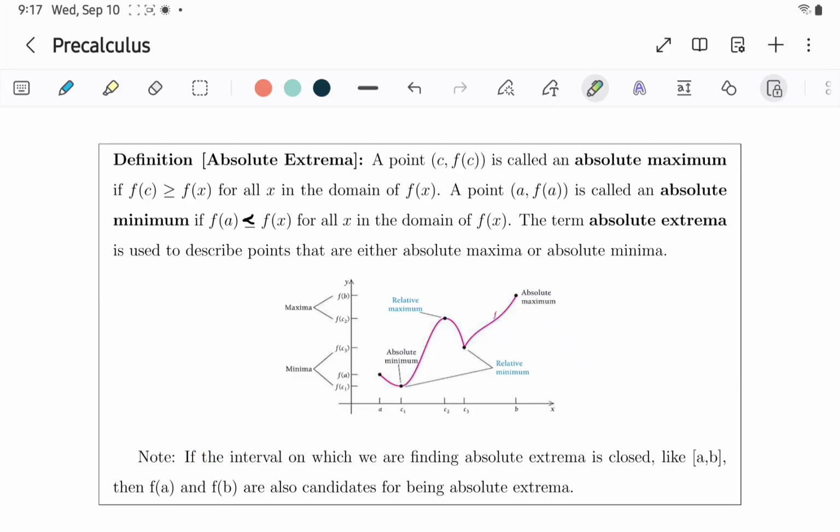And one important thing to note is that if the interval on which we are finding absolute extrema is closed, like the closed interval from a to b, meaning brackets at both endpoints, then f of a and f of b are also going to be candidates for being absolute extrema.